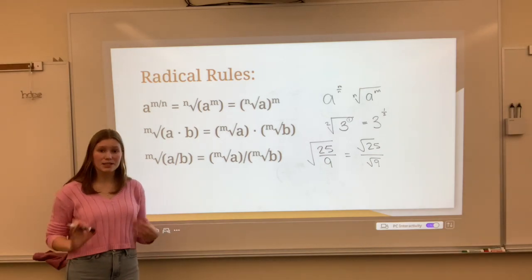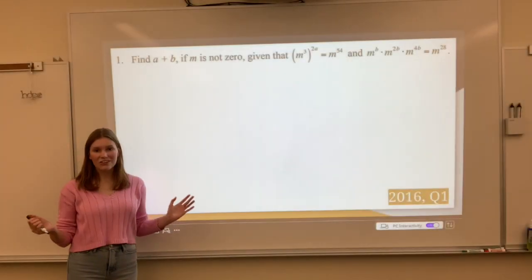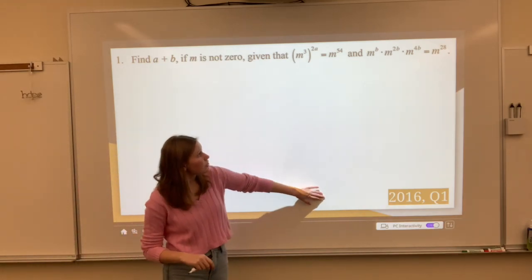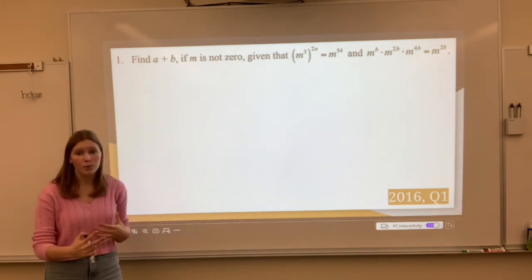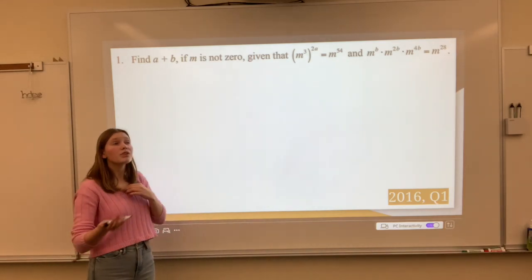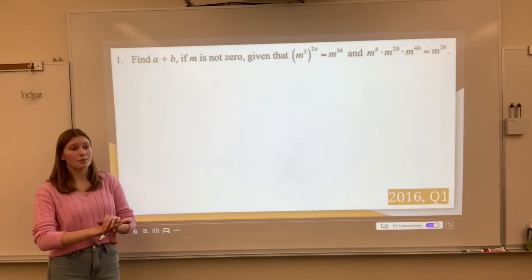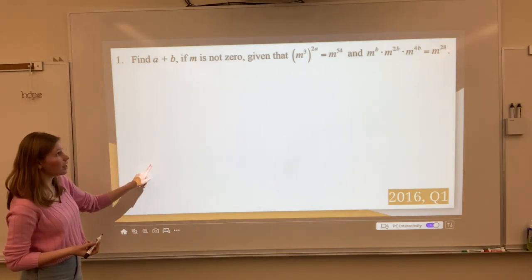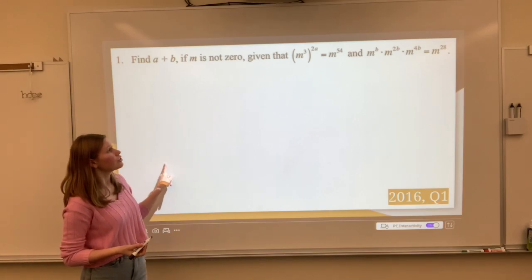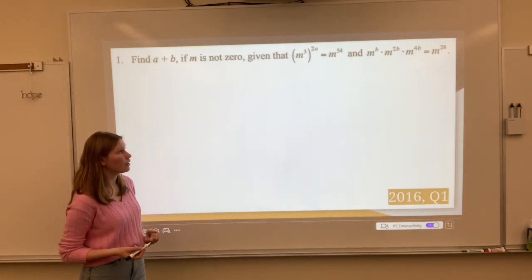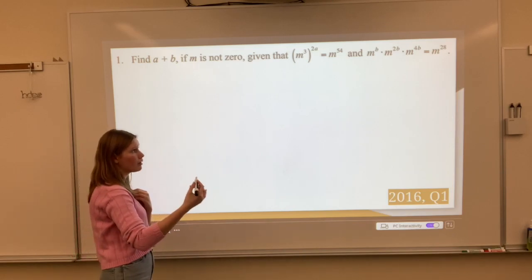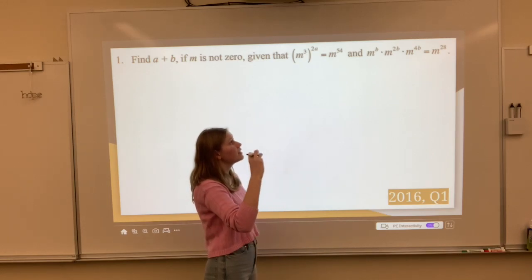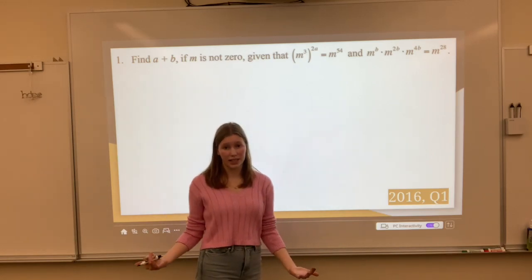Okay, with that out of the way, let's move on to some actual problems. All right, here's our first problem of the video. A lot of these 3-pointers are going to be pretty straightforward if you know your exponent and radical rules. So this first one's a pretty great example, just applying our knowledge. Find a plus b if m is not 0, given that m to the 3rd power to the 2a power is equal to m to the 54th power, and m to the b times m to the 2b times m to the 4b is equal to m to the 28th.